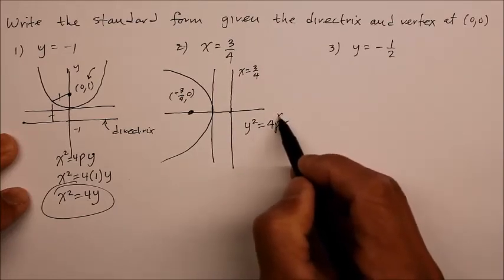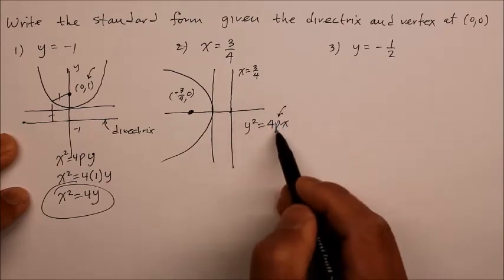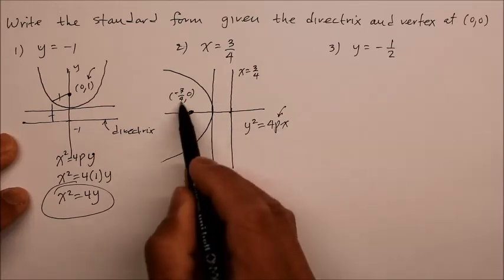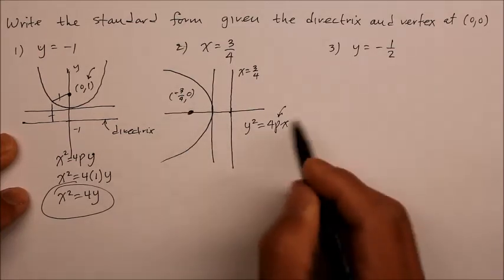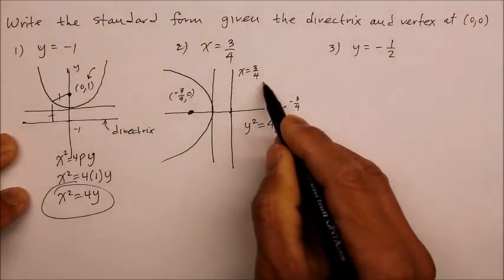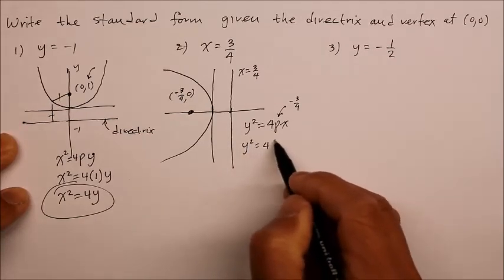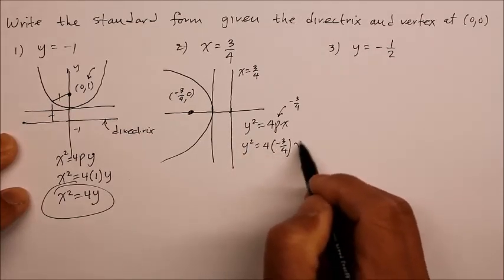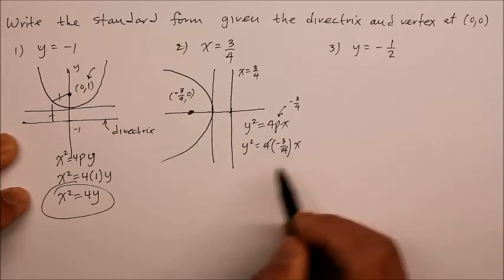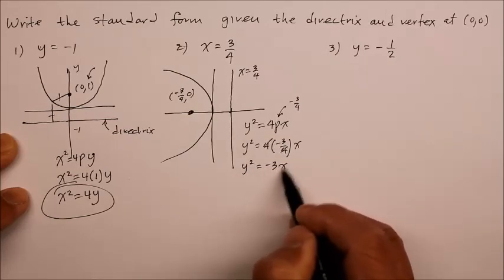So we want to use y squared equals 4px. And what do we put in for p? Do we put that in there? No, we want to put in the coordinate from the focus, which is -3/4. Okay, be careful with that. So -3/4 goes in here, not the 3/4 given for the directrix. So when you evaluate, y squared equals 4 times -3/4 times x. 4's cancel out. So the standard form is y squared is equal to -3x.